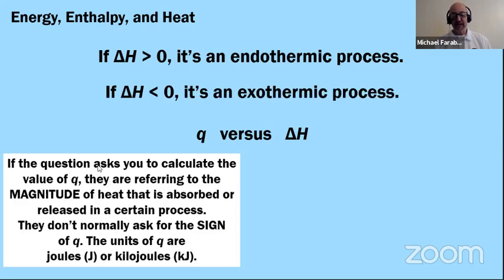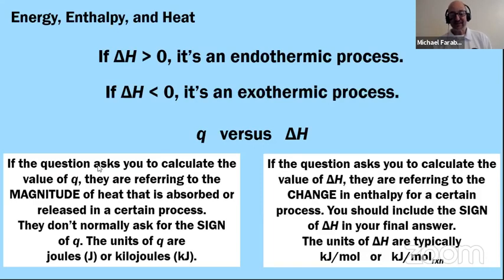An important point to clarify here is Q versus delta H. If an AP question asks you to calculate the value of Q, they typically are referring to the magnitude of heat that is either absorbed or released. And so for problems like that, they don't normally ask for the sign of Q. So the magnitude of Q, or the absolute value, is how much energy was absorbed or how much energy was released. And the units of Q are typically joules or kilojoules.